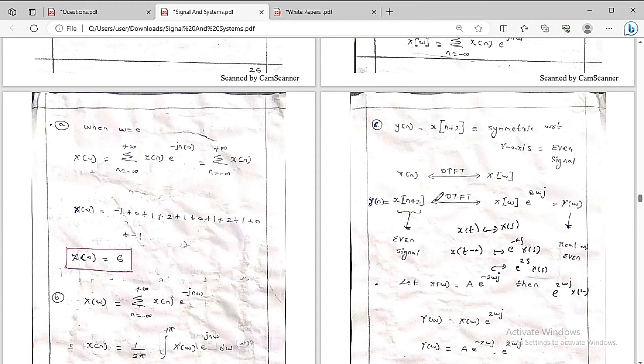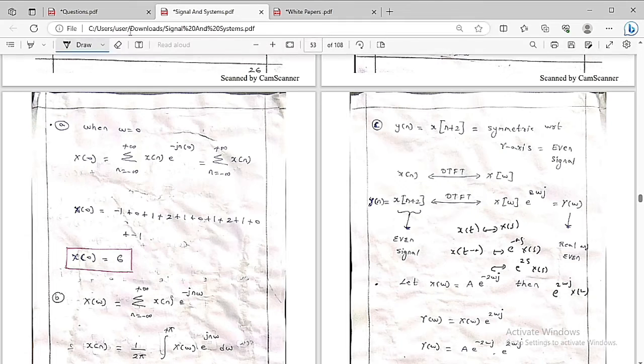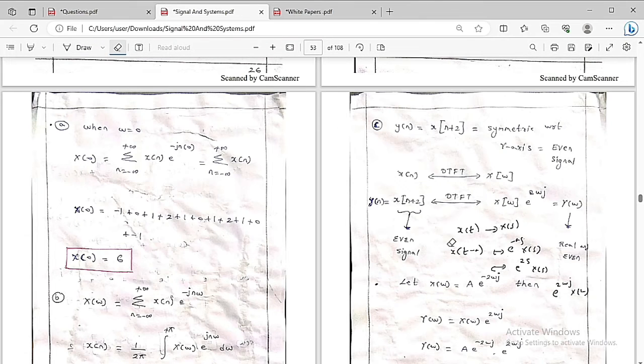Same thing, right? So the discrete time Fourier transform is x of omega into e to the power of 2 omega j. This is the discrete Fourier transform for y of n, which is y of omega. Let me write this part so that it can be clearly visible for you. Like this you always have to keep in mind, and understand each and everything in order to solve the questions in the examination.